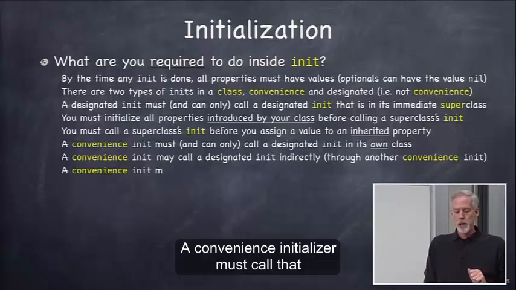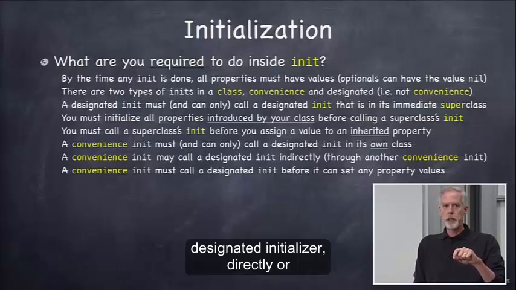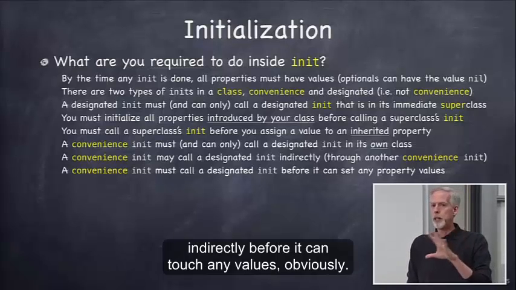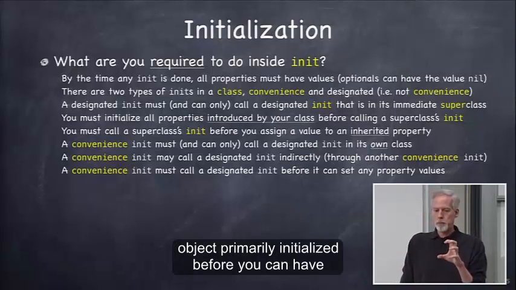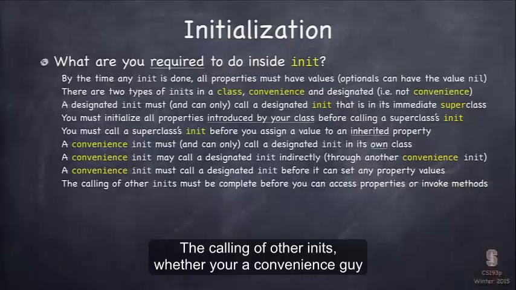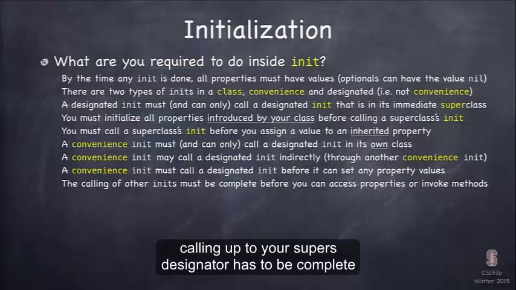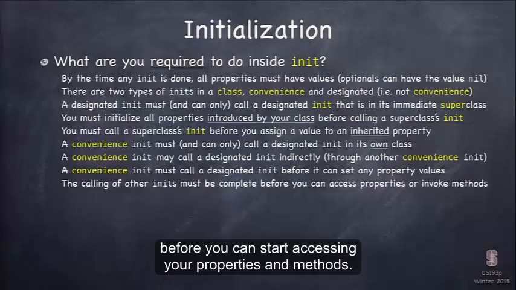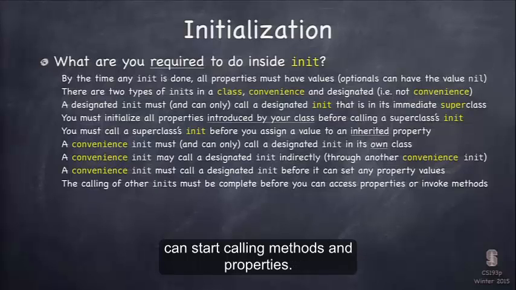A convenience initializer must call that designated initializer, directly or indirectly, before it can touch any values, obviously. You have to kind of get your object primarily initialized before you can have the convenience initializer start hacking at properties. The calling of other inits, whether you're a convenience guy calling your designated, or whether you're designated calling up to your super's designated, has to be complete before you can start accessing your properties and methods. In other words, the class has to be initialized before you can start calling methods and properties.